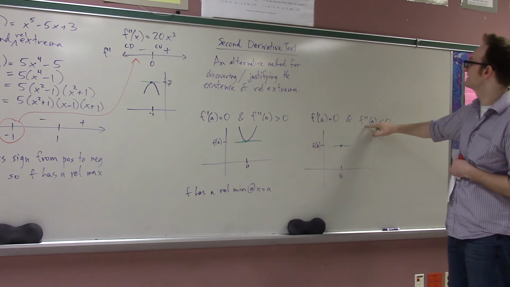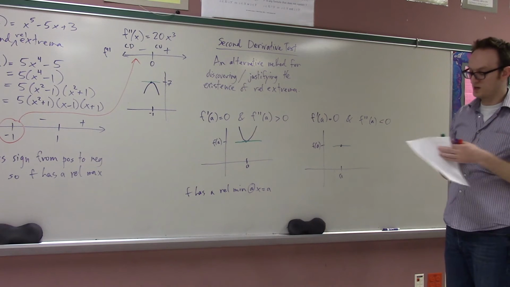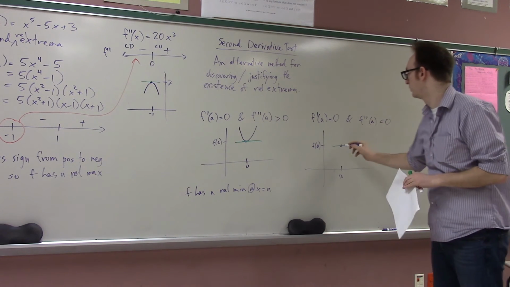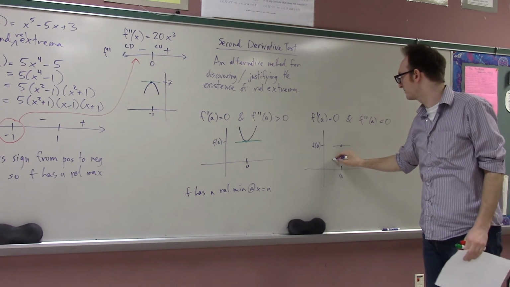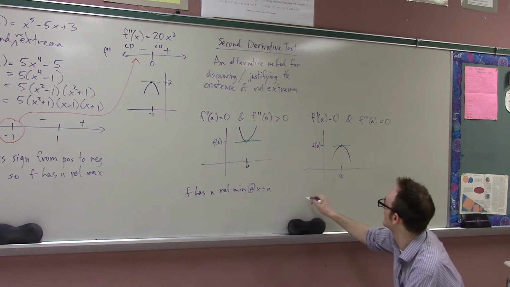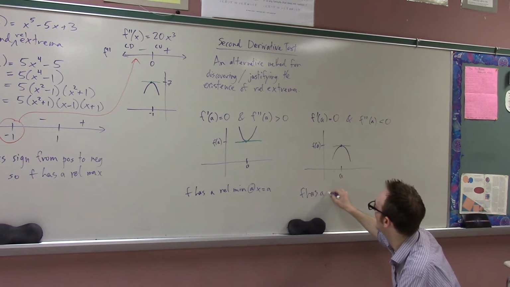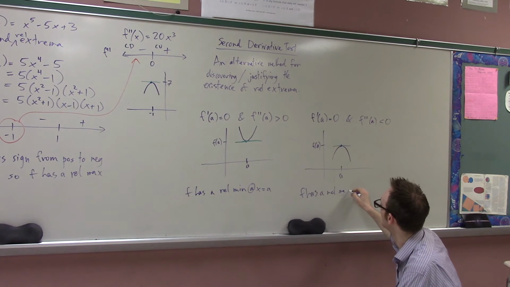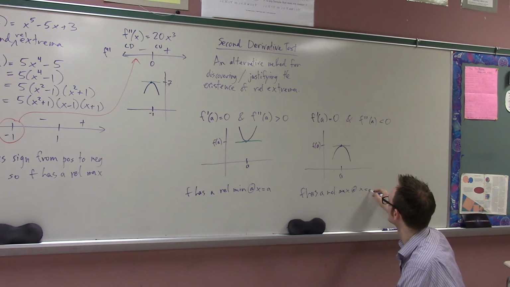And the second derivative is negative, which means concave down. The tangent lines lie above the curve. The function lies below its tangent line. Conclusion, f has a relative max at x equals A.